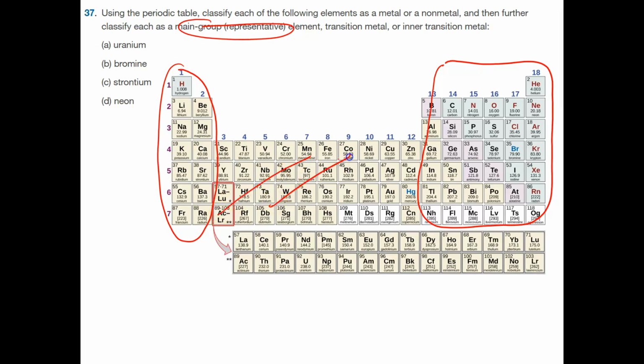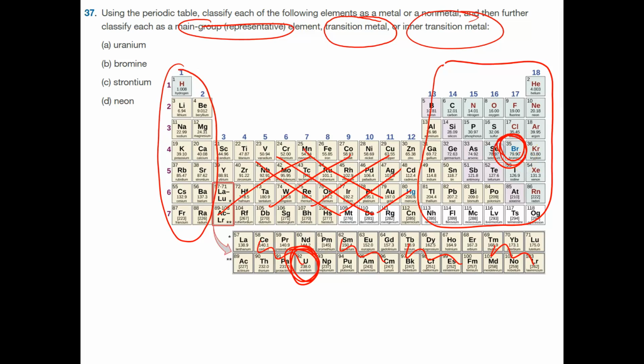The elements that sit in the middle of the periodic table between the two sections of the representative elements, these are the transition metals. And then it's pretty easy. The guys that are underneath the main section of the periodic table, they're the inner transition metals. So the first thing I'm going to do is just find where these guys are located. So uranium is element 92. There it is there. Bromine, that's that liquid at room temperature. There it is over there.